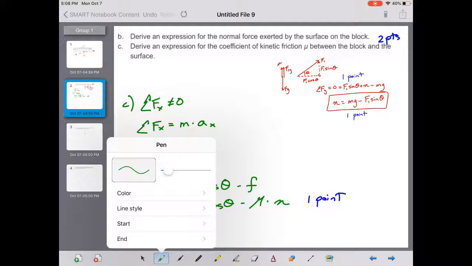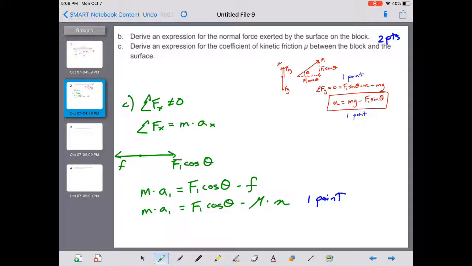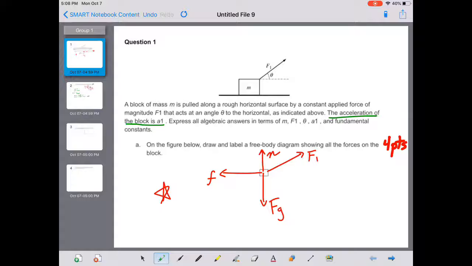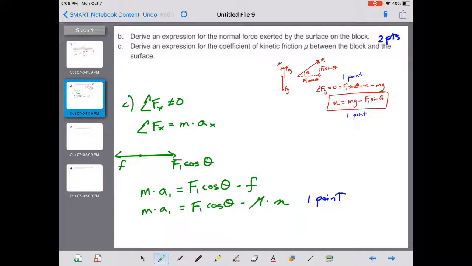The next thing that we need to do, though, is we need to get an expression for mu. We need to get this expression for mu in terms of the things that are specified at the beginning, which are just simply m, F1, theta, and A1. So normal force is not included in that. Fortunately, though, I have an expression for normal force that I got over here at the beginning. So we're going to sub that in.